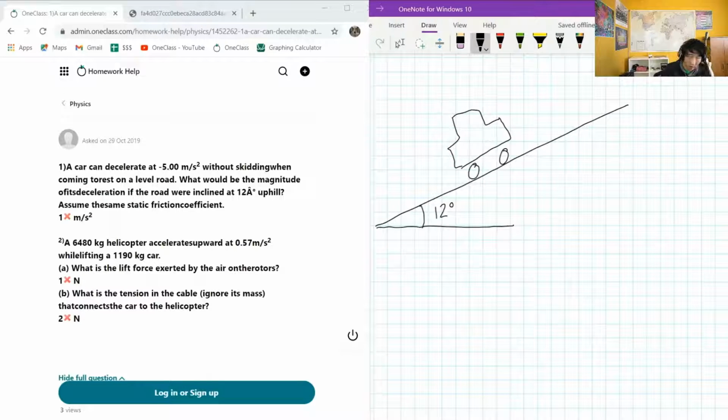And under normal circumstances, we would have a deceleration of -5 meters per second squared. So this is A, and let's just call that the brakes, because I would assume it's the brakes that are causing that deceleration. So let's call it AB for brakes is equal to -5.0.